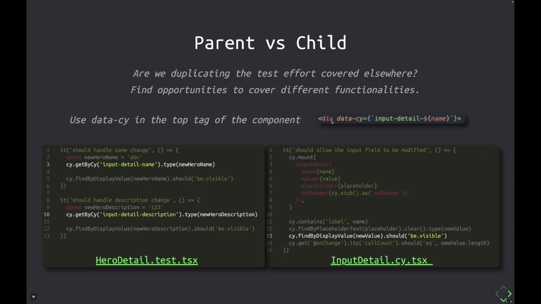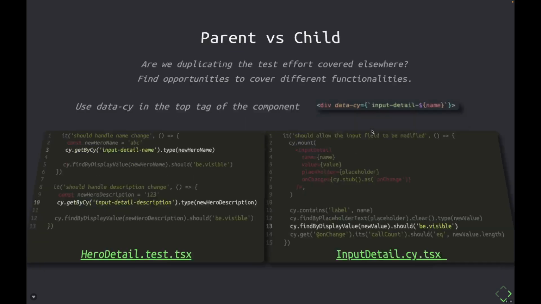Here's another piece of advice. With JSX and template literals, you can be pretty creative about your selectors. I like to have a data-cy attribute at the top tag of the component, and if there are any variants, I just exploit JSX and template literals, and it's pretty fun.